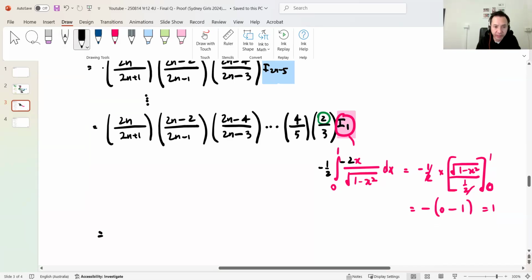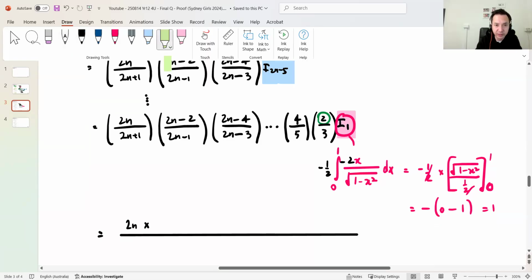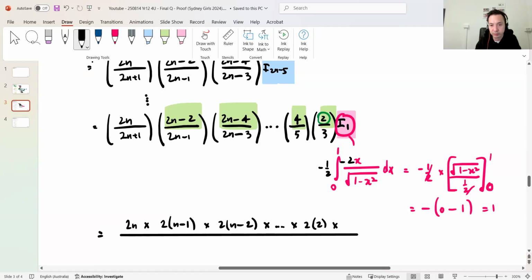now if I combine them all together, you get 2n. I'll factorize a 2 out of each one of these. So then you get 2 times n minus 1 times 2n minus 2 times 2 times 2 times 1. And at the bottom here, what do I get? I'm just going to leave it. In fact, I'm going to reverse the order: 1 times 3 times 5 times 2n minus 1, 2n plus 1.